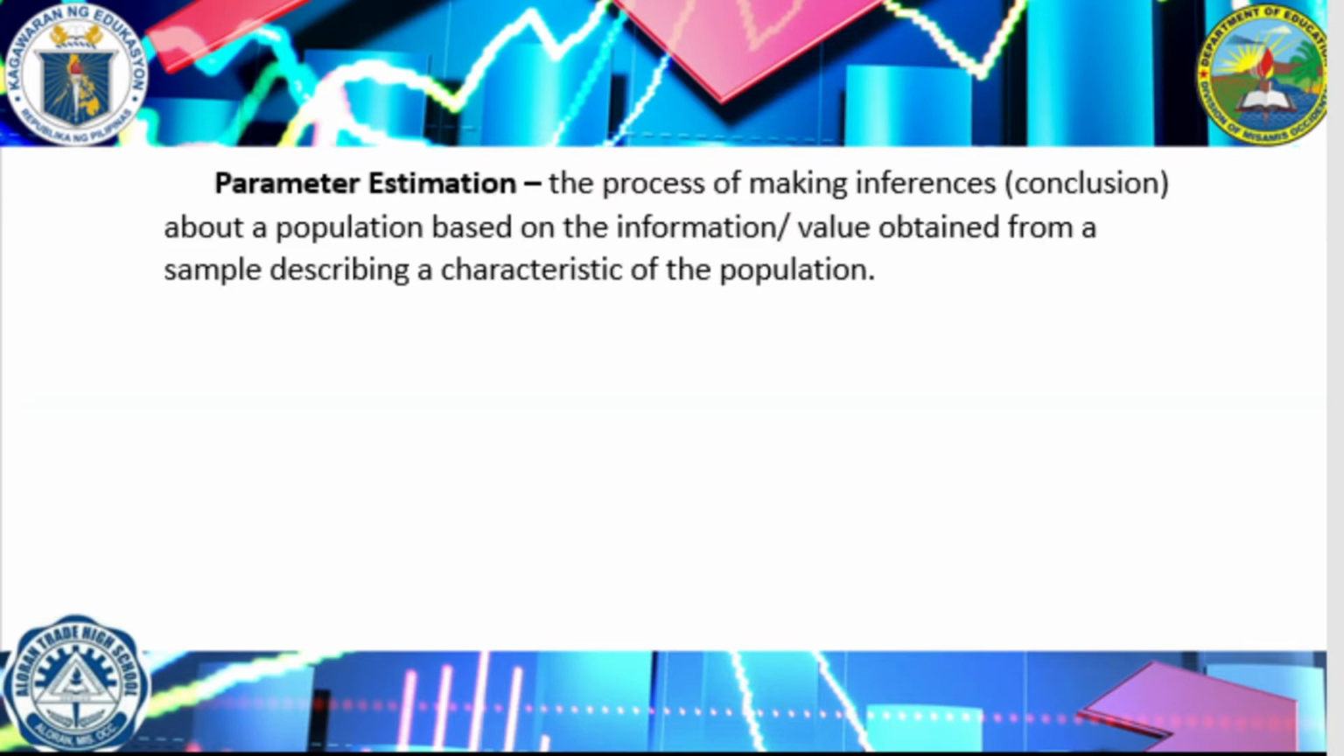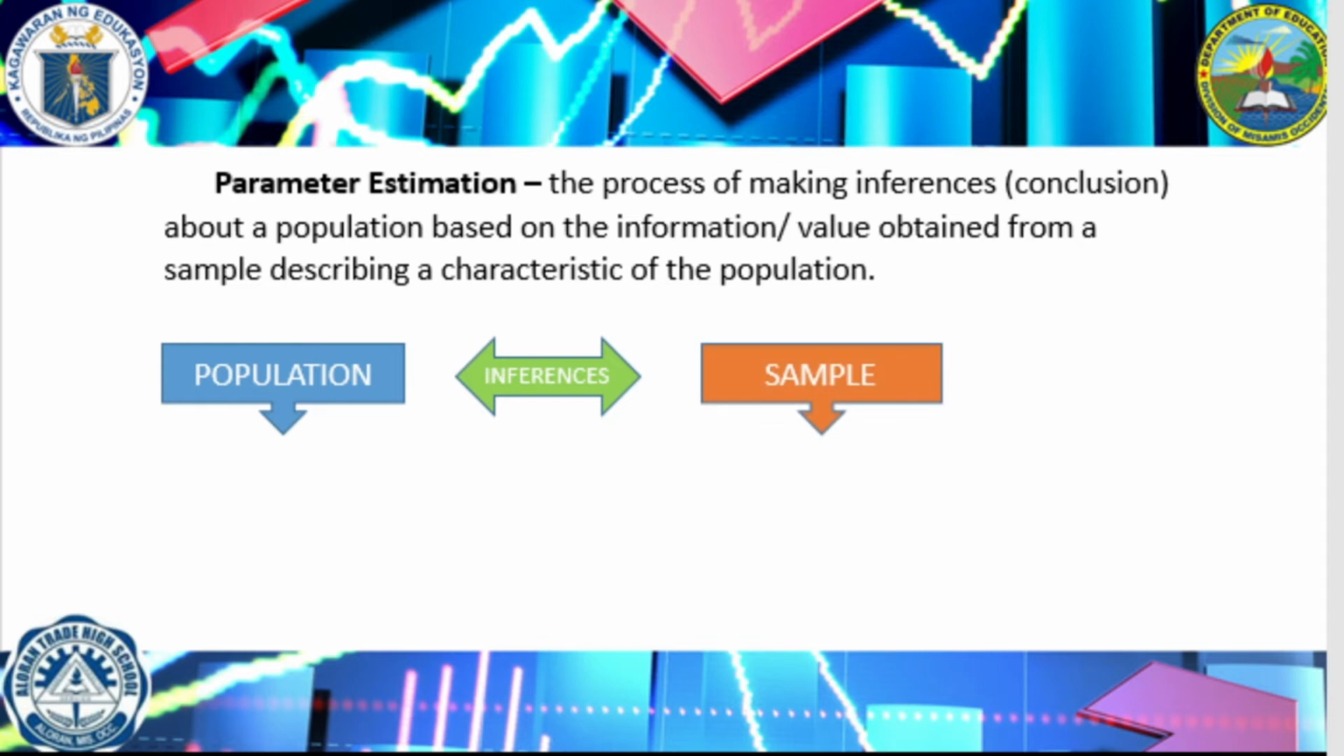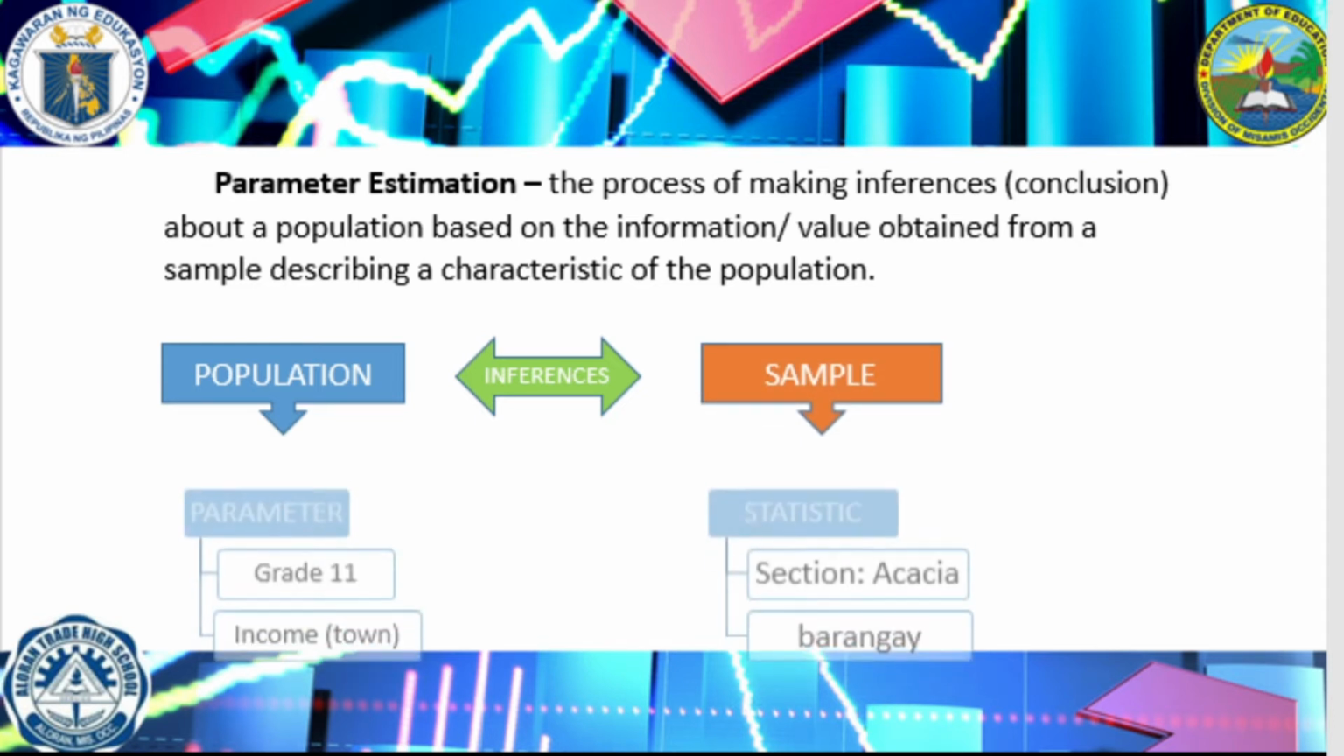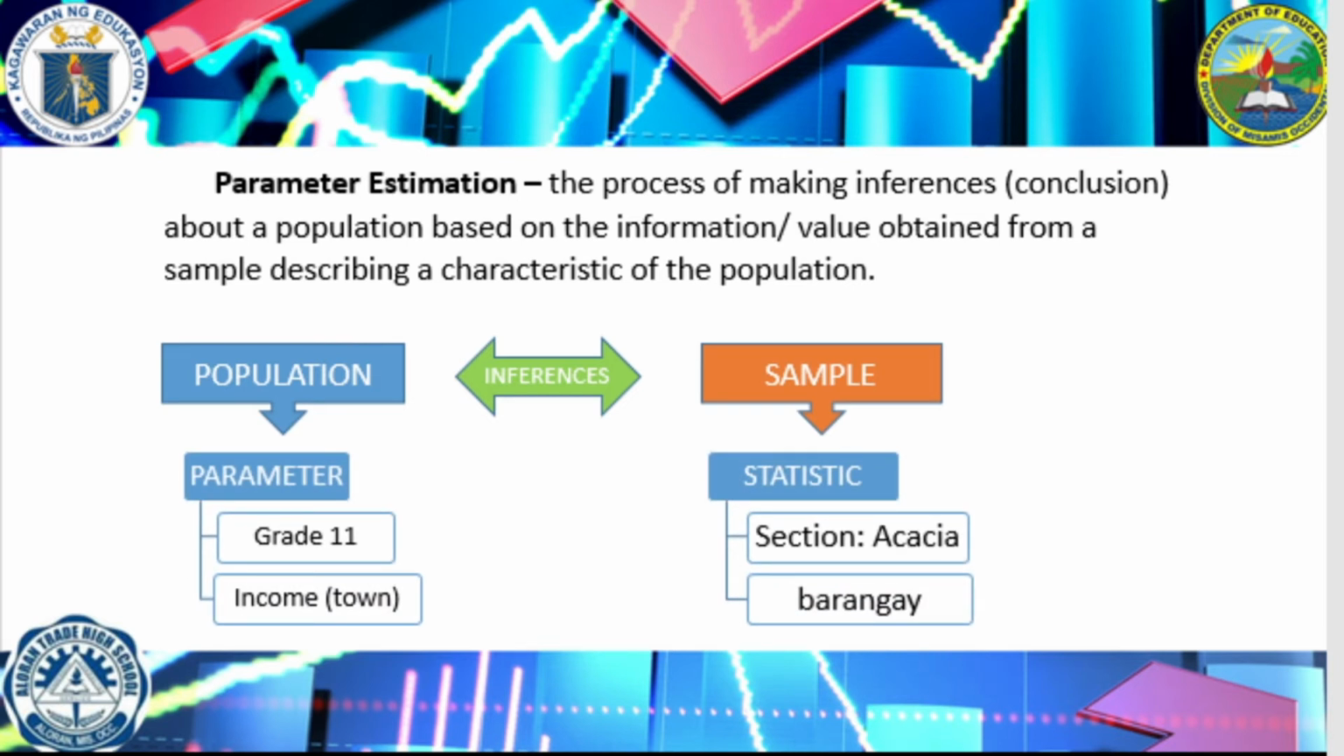So parameter estimation is the process of making inferences or conclusions about a population based on the information or value obtained from a sample describing the characteristics of the population. For example, we wanted to describe the characteristics of the grade 11 students in terms of academics. Instead of making a survey all throughout the grade 11 students, we can just make use of one section.